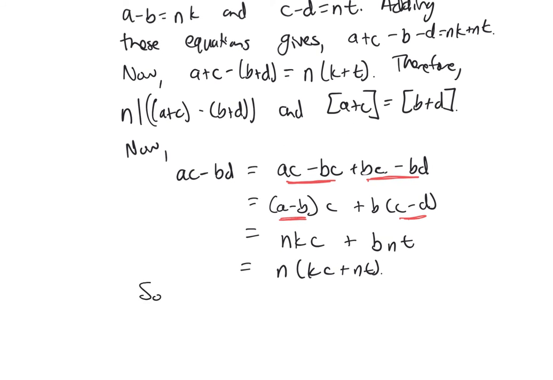So what did we learn? That this is n times something, so n has to divide AC minus BD. And this means that our two congruence classes are equal. Okay, so that's the end of our proof.